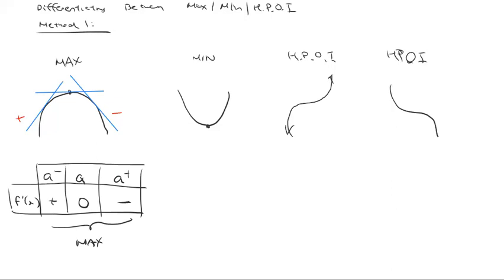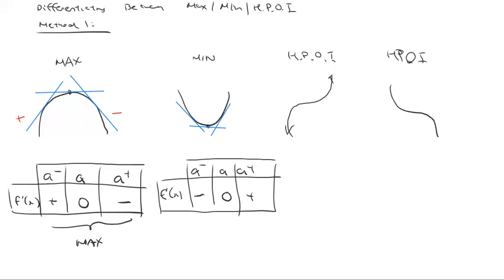And similarly, for a minimum, you're going to get negative, zero, positive. So equivalently, you'll need to work out the gradient for less than, at, and above. And in this case, you'll get negative, zero, positive. So this will signify a minimum.